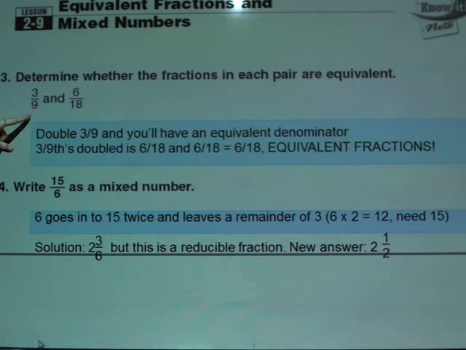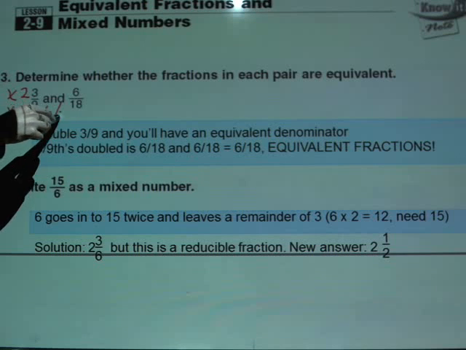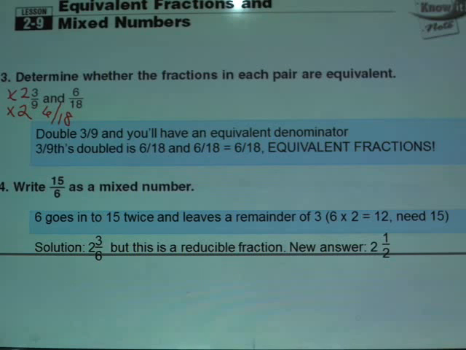Remember, whatever I have to do to the bottom, I then do to the top. So I'm going to multiply both of those by 2, the numerator and denominator. When I do that, I get 6/18. They both say 6/18. Because they both say 6/18, they are equivalent fractions.